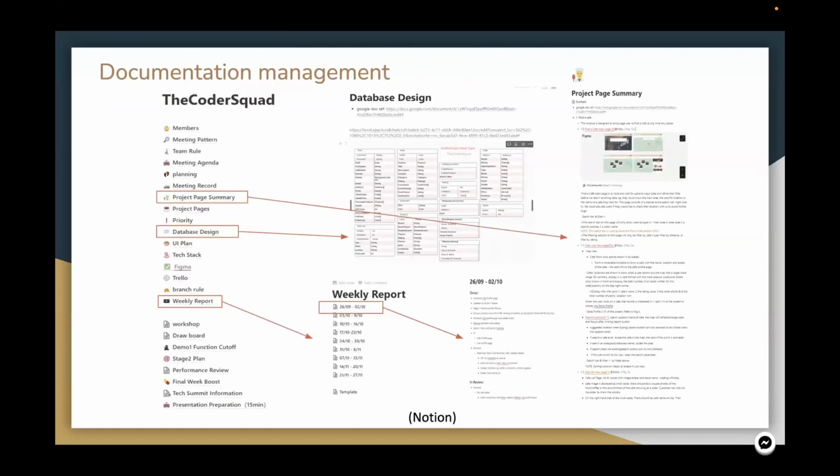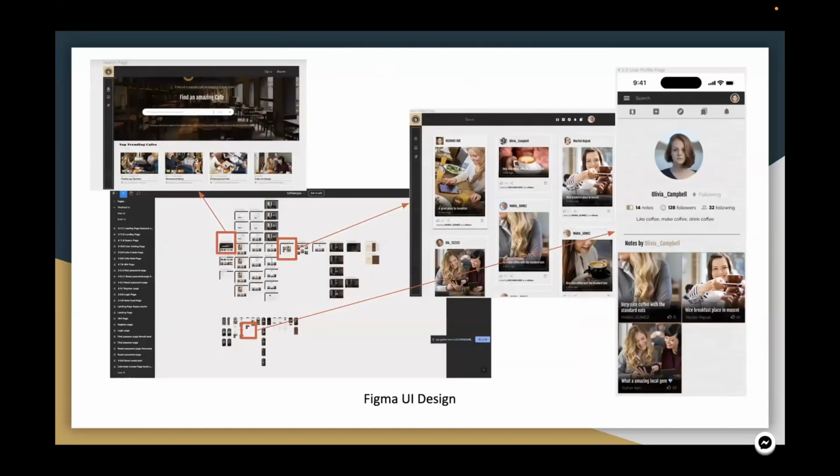We also have fabulous document management. We took everything down in Notion as a record. Here is the list of the document records in our Notion on the left-hand side. As you see, we have detailed planning documents about our database, meeting agenda, project pages, and UI design. If you click on UI design, it will lead you to the link where we store our detailed Figma design page.